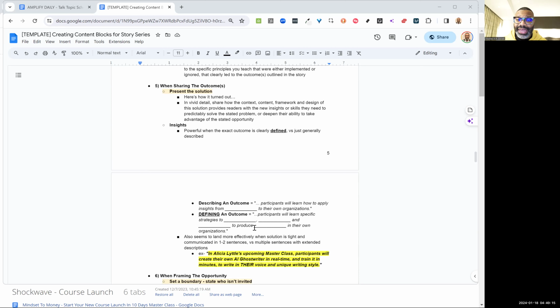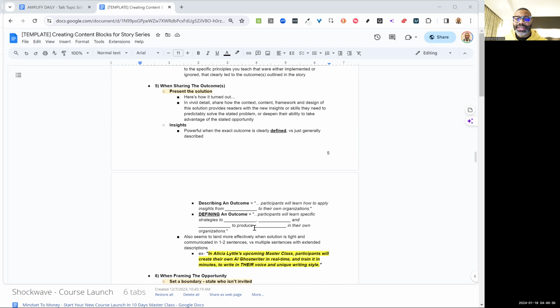First, you do that by here's how it turned out. In vivid detail, you're going to share how the context, content, framework, and design of this solution provides readers with the new insights or the skills that they need to predictably solve the stated problem or deepen their ability to take advantage of the stated opportunity.